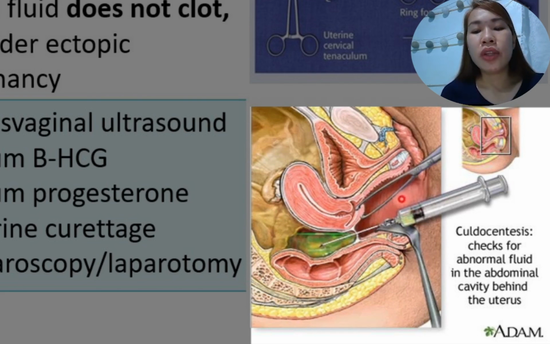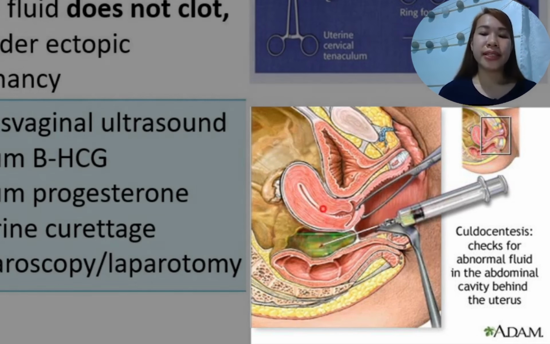So what you're going to do is, using the uterine cervical tenaculum, you are going to lift up the posterior lip of the cervix in order for you to be able to aspirate fluid in the posterior fornix. So if the fluid does not clot, then we consider ectopic pregnancy.